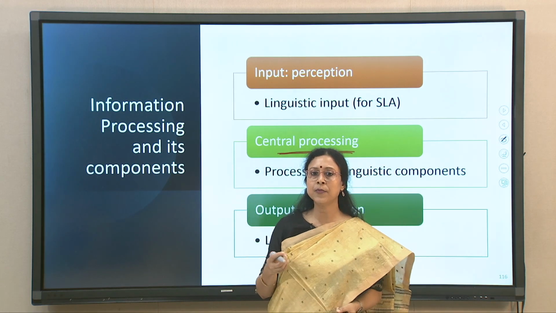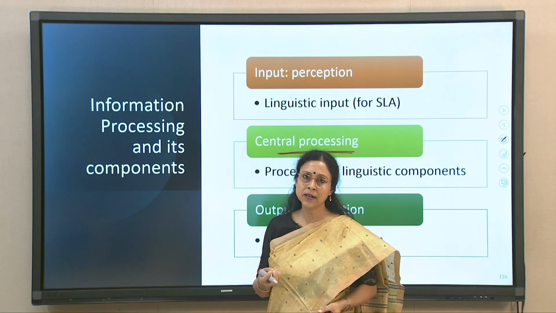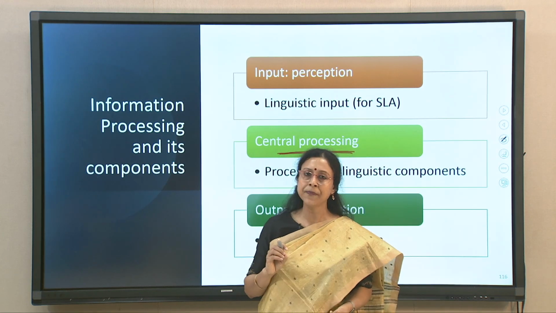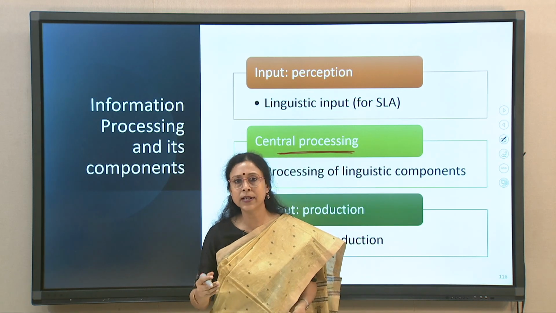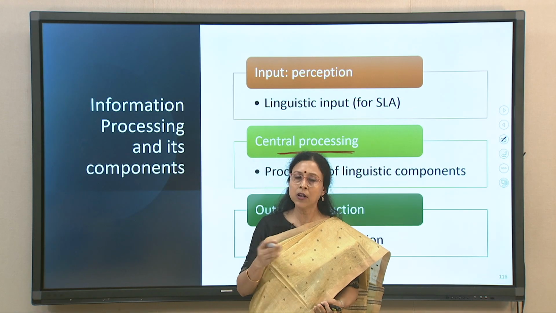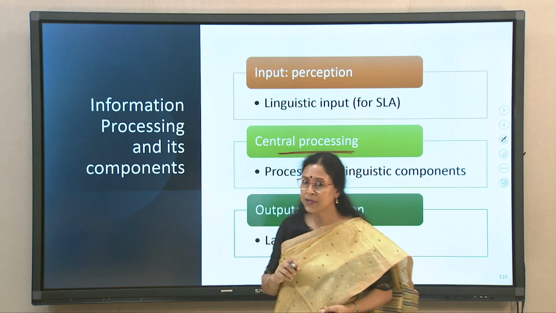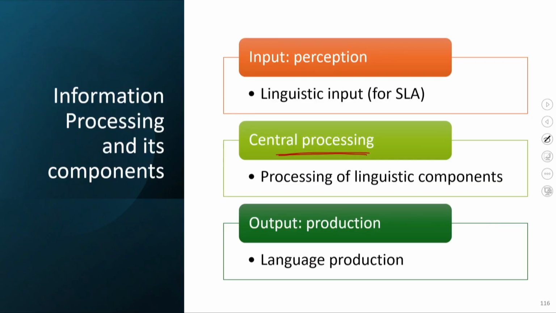All of that input for SLA, whatever the child or the adult learner is exposed to, will be considered the input, because there is no filtering there; it is just there, you are in the middle of a linguistic environment. So, all of that qualifies to be called the input. Then comes the central processing. In terms of language, we are talking about the processing of linguistic components. Now, how do you process that information? That is the most important part, and that is what we will discuss.